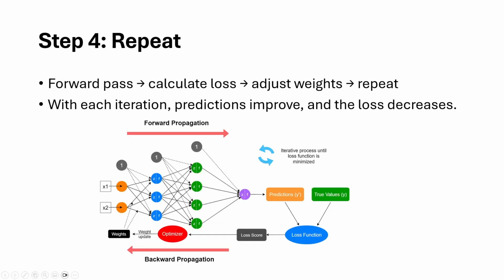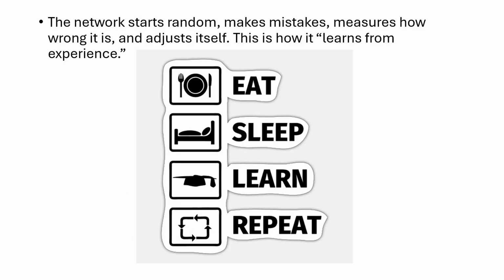Predict, then measure error, then adjust, then improve. To summarize, the network starts random, makes mistakes, measures how wrong it is, and adjusts itself. That's how it learns from experience. It's similar to how we learn a new language. We make mistakes, feel embarrassed, and then improve until we become fluent.